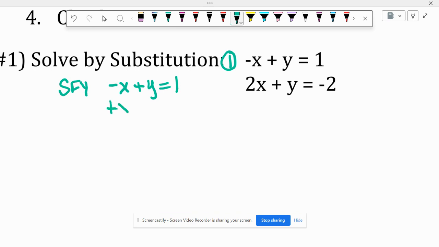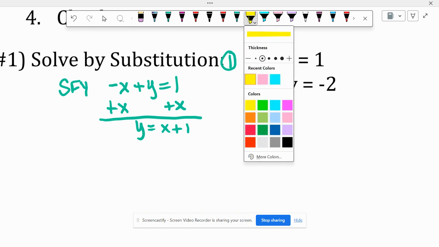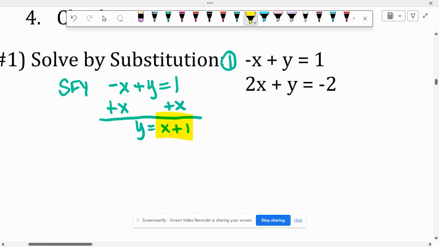I would add x to each side. Pick up your pencil and start writing this down. So y equals x plus 1. So I'm going to take this x plus 1 because that's what y equals, and I'm going to substitute that into the next equation. I'm going to put that into equation number 2.